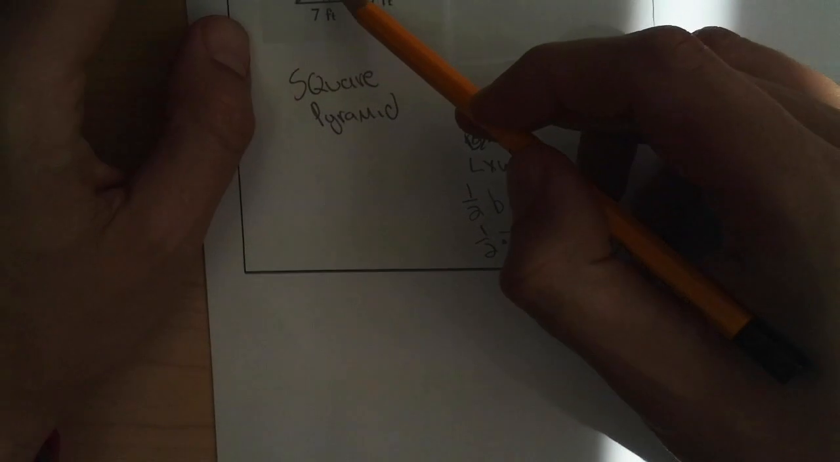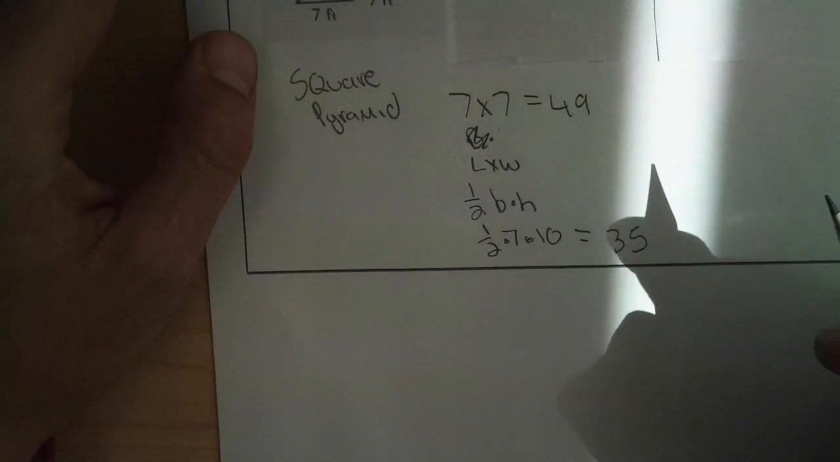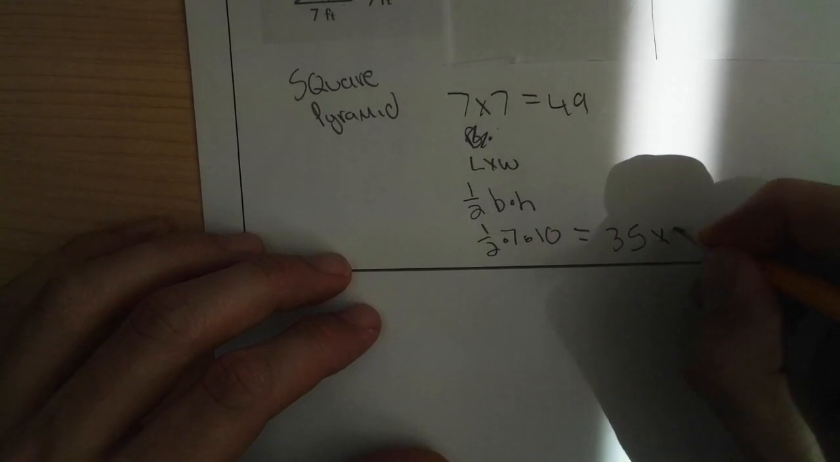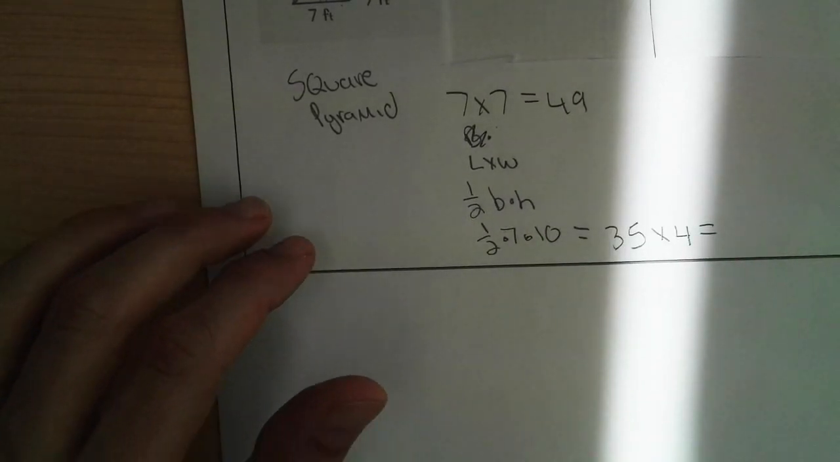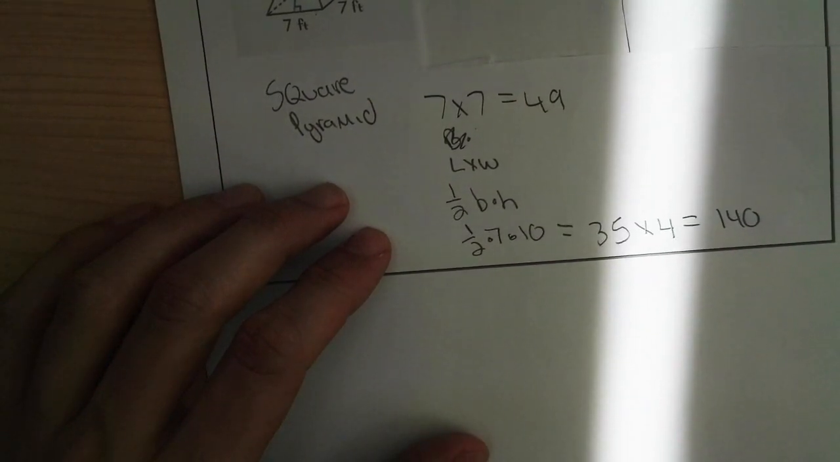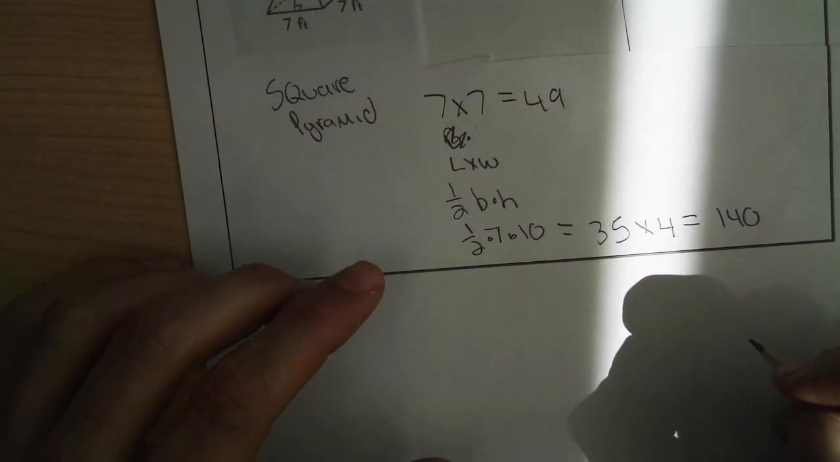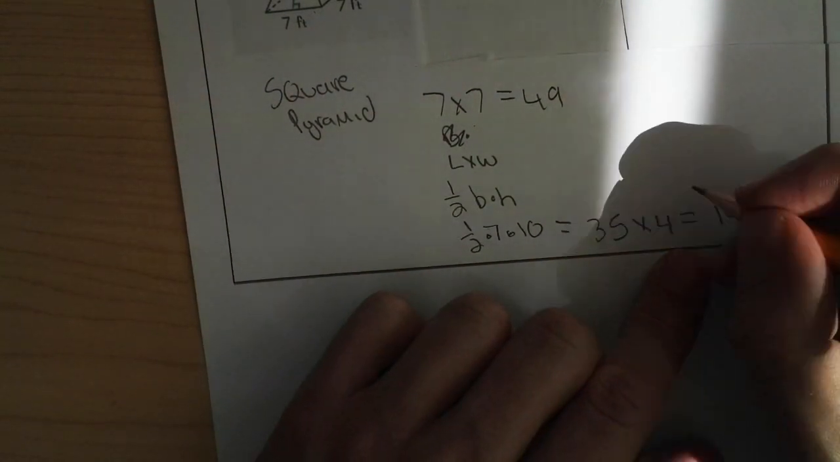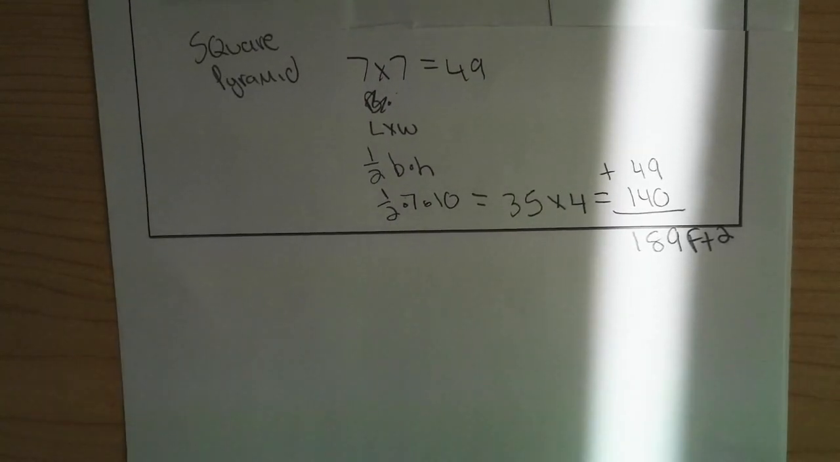Now that I have 4 triangular faces here, I can multiply 35 times 4 equals 140 for my area of my triangles. Now I'll take the area of my base and the area of my triangles and add those together. So my surface area of my square pyramid is 189 feet squared.